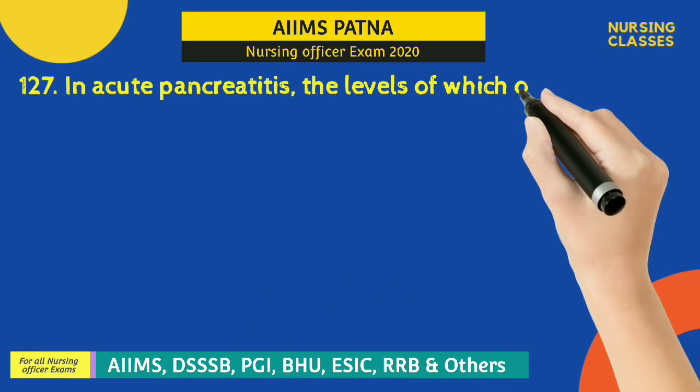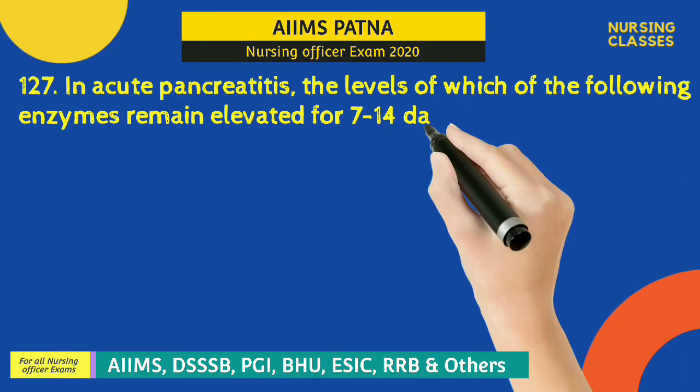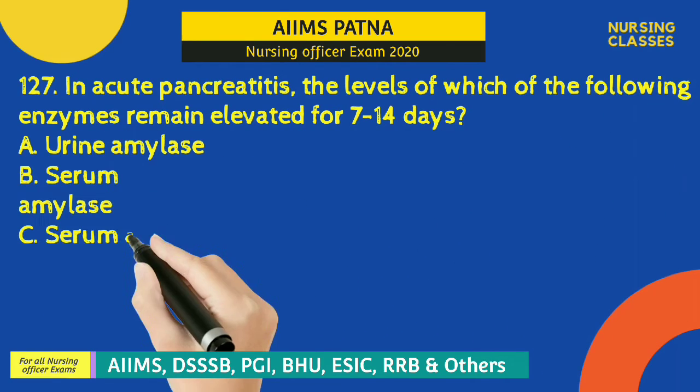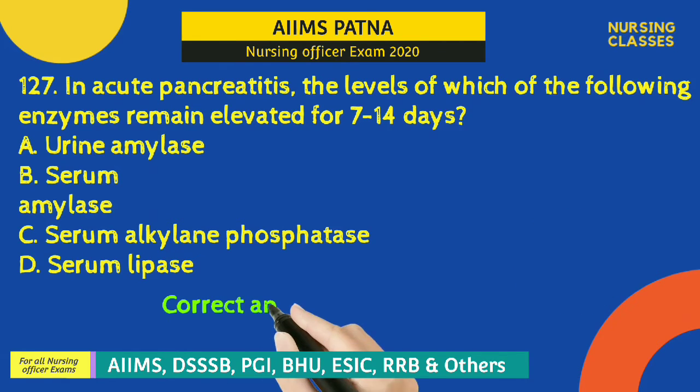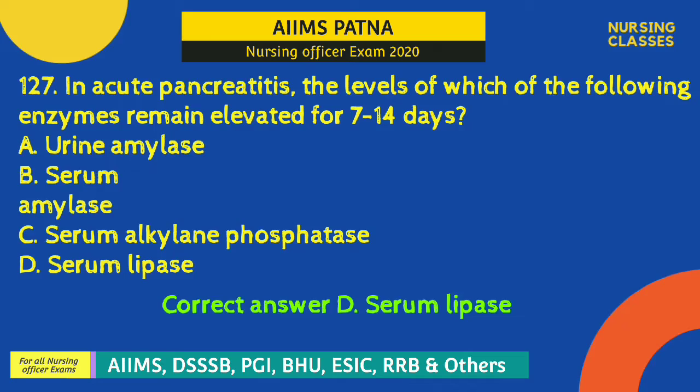127. In acute pancreatitis, the levels of which of the following enzymes remain elevated for 7 to 14 days? A. Urine amylase, B. Serum amylase, C. Serum alkaline phosphatase, D. Serum lipase. Correct answer D. Serum lipase.